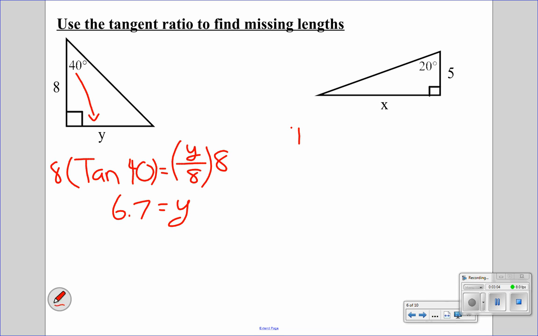Over here, the tangent of 20 equals x over 5. We can multiply both sides by 5. 5 tangent of 20 is 1.8. We're just rounding to the tenths, so that equals x.